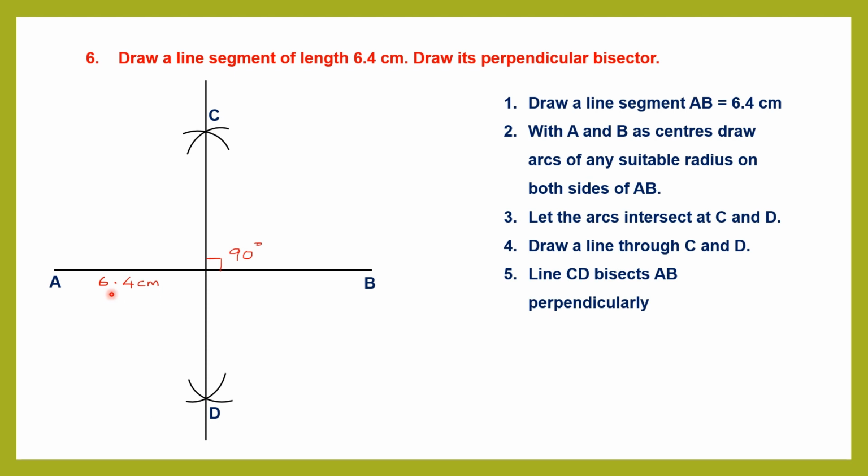How can you check? What is half of 6.4? Half means you divide by 2. It will be 3.2. That means this portion will be 3.2 and this portion will be 3.2. So we have drawn a line segment and we have drawn its perpendicular bisector.